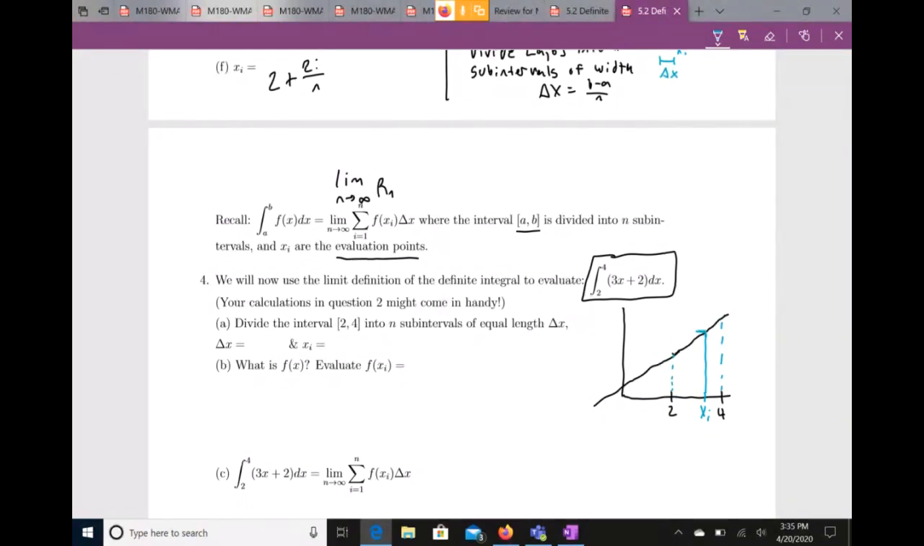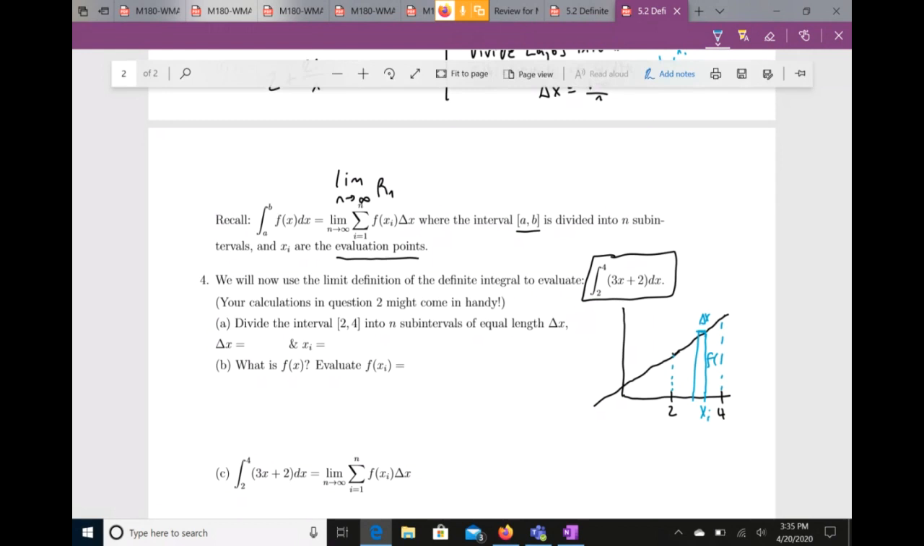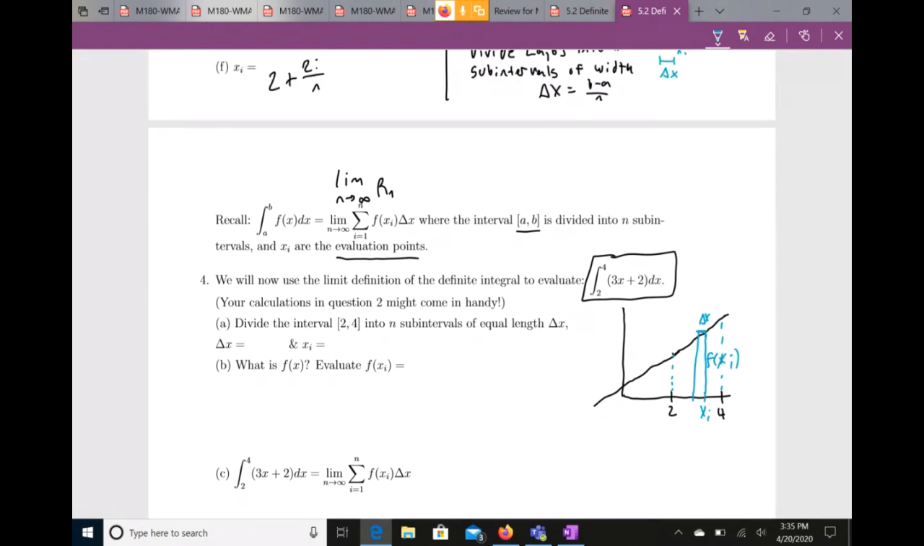And then depending on n, that'll change delta x, which tells you how wide your rectangles are. And then f of x sub i is the height of the rectangle. So for any value of n, we can compute a Riemann sum, which will give us an approximation, and then we let n go to infinity. And that's the definition of a definite integral. All right, so let's get into this.